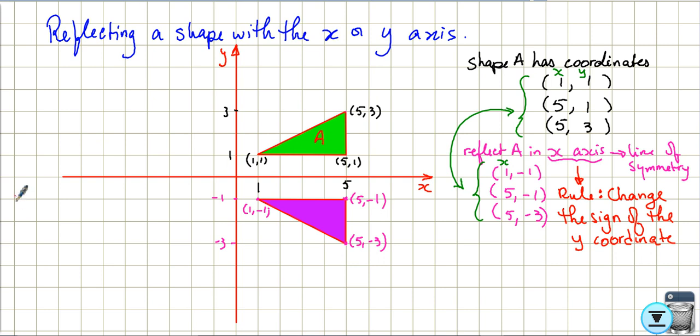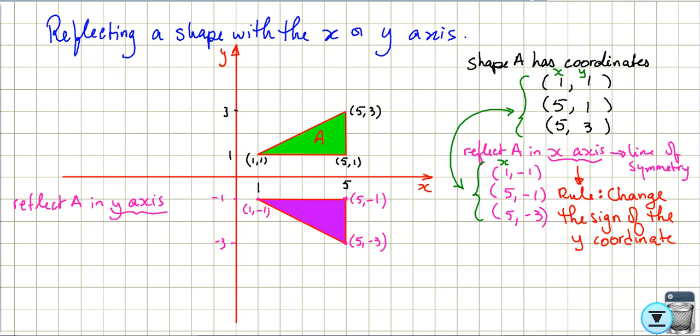So I'm going to reflect shape A in the y-axis. Now my line of symmetry, my mirror, will be the y-axis. So this y-axis is the line of symmetry. I have shape A, which is going to be reflected in the y-axis. So in the reflection of A in the y-axis, what was on this side will come on the other side of the axis, because the y-axis is now my mirror. So it's going to have a mirror image. So let's see what's going to happen.